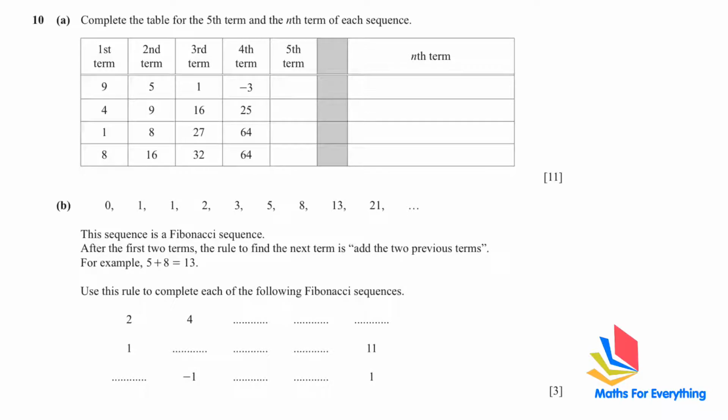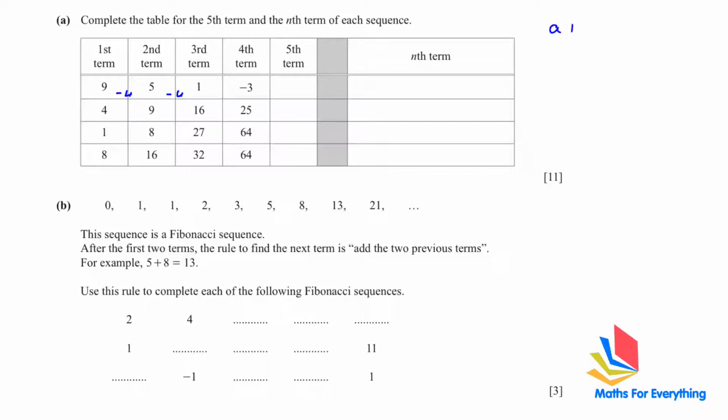Question number 10. This is a sequence question. Complete the table for the fifth term and the nth term of each sequence. The first term is 9, the second is 5, the third is 1. We can see that when you subtract 4 from each term, you get the next term. This is an arithmetic sequence. Arithmetic sequence is when you add or subtract to get the next term.